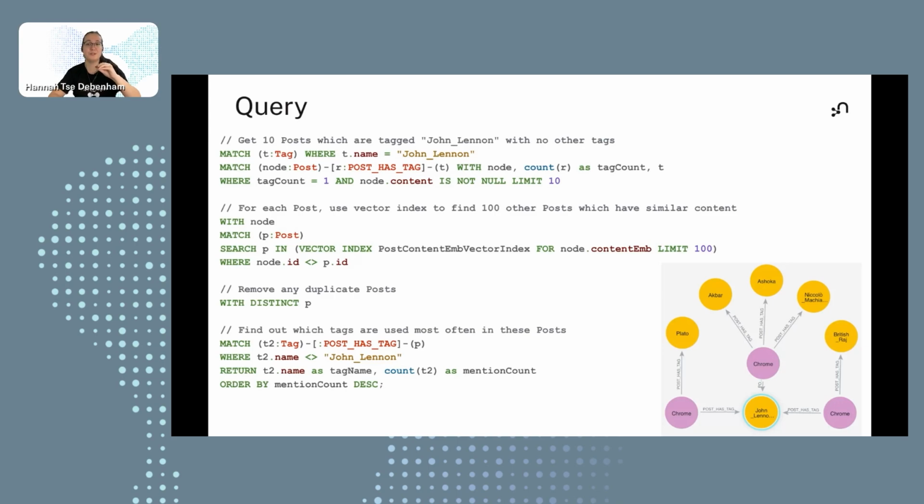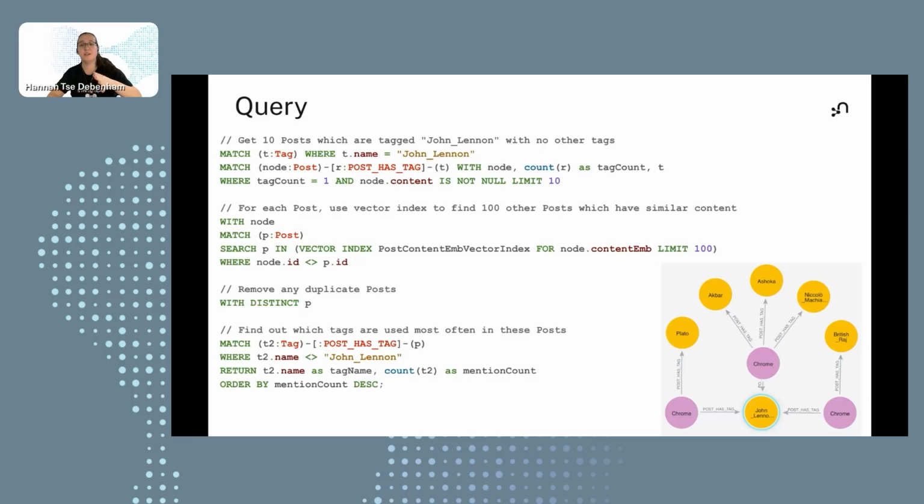So I wanted to discover whether, given 10 starting posts that are about John Lennon and no one else, I can use vector similarity to find 100 posts for each of these that are written in a similar way. And if so, what they've been tagged with, to see if I can find some new artists or whatever that I might be interested in. People are posting about John Lennon. I like John Lennon. What else might I like?